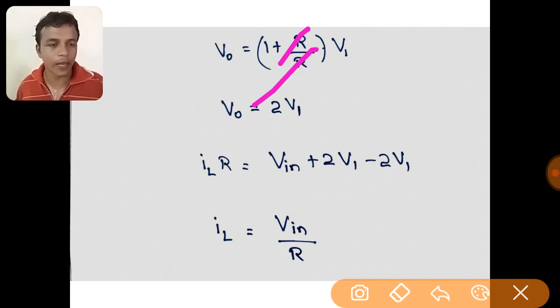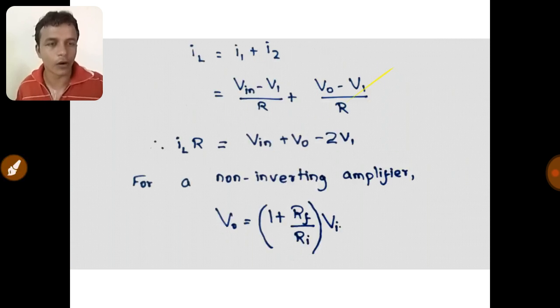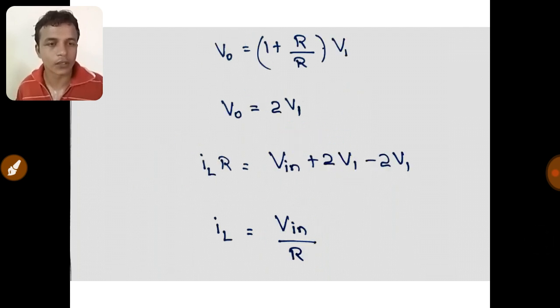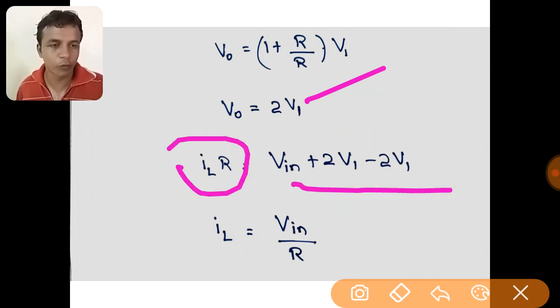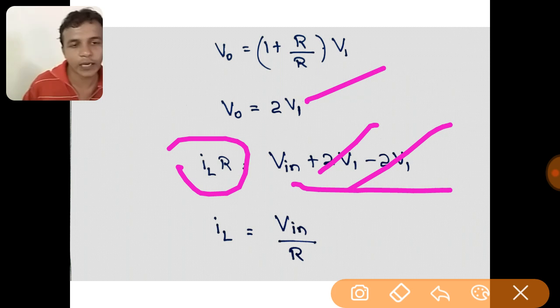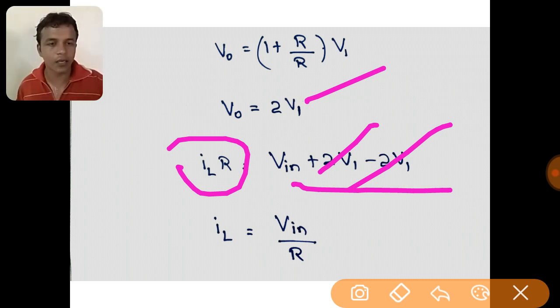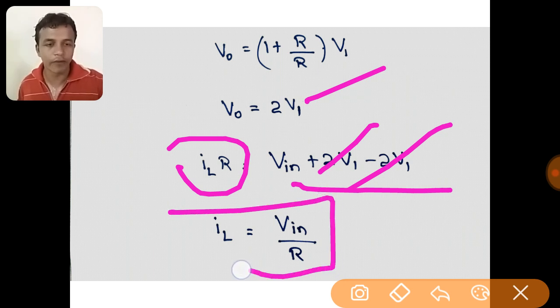Now we are going to apply the value of V0 in the previous equation. Instead of V0, we have to substitute 2V1, that we have derived here. So ILR becomes V in plus 2V1 minus 2V1. We are cancelling 2V1 and minus 2V1. Finally, ILR equals V in, which means IL is equal to V in divided by R.